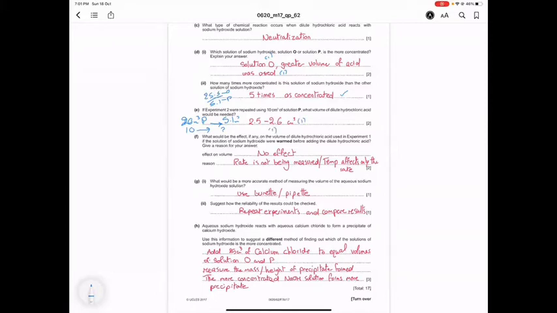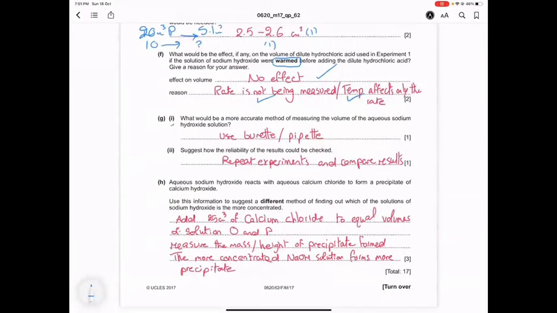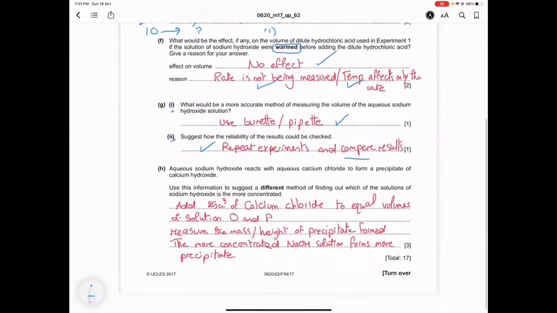F, what would be the effect, if any, on the volume of dilute hydrochloric acid used in experiment 1 if the solution of sodium hydroxide was warmed? Take care, this is a tricky question that he uses every year. When we're doing titration, we're not measuring the rate, we're measuring the volume of acid used. The volume is not affected by the temperature. No effect on volume because rate is not being measured, or because temperature affects only the rate. G, I, what would be a more accurate method of measuring the volume of aqueous sodium hydroxide? Of course, burette or pipette. How can we check for the reliability of the results? Double I, repeat the experiment and compare the results or take average.